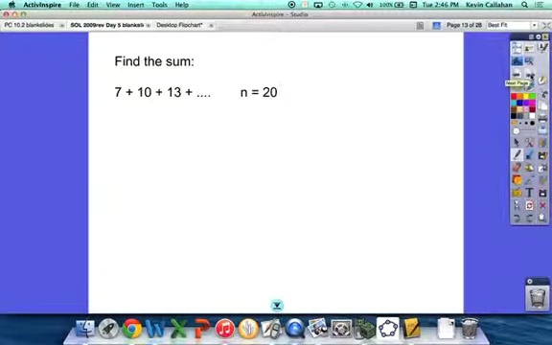Okay, find the sum of that one. Go ahead and do it. Use whichever formula you think is correct. Find the sum.